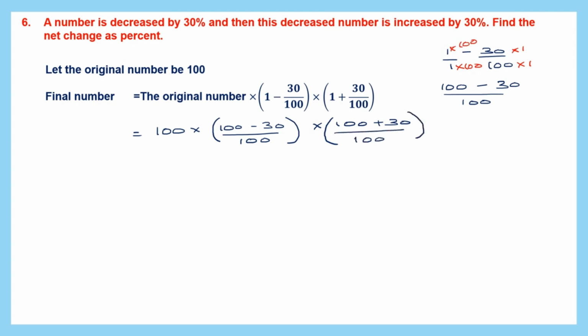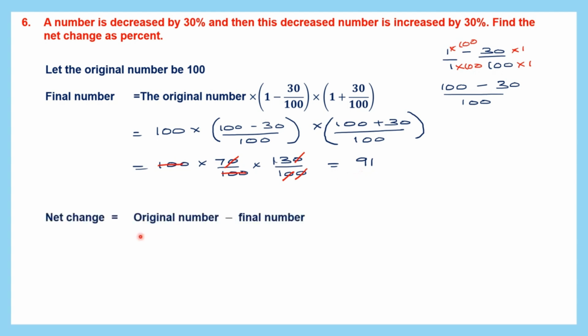Now let's simplify this. So 100 into 100 minus 30 is 70. 70 by 100 into 100 plus 30 is 130 by 100. Now let's cancel all that we can. So I can cancel this 100 and this 100. Then 1 0 from there and 1 0 here. 1 0 on top and 1 0 down. So 7 into 13 is 91. So we have the original number 100, then we have the final number, that is 91. That means to find the net change, we say the original number minus the final number.